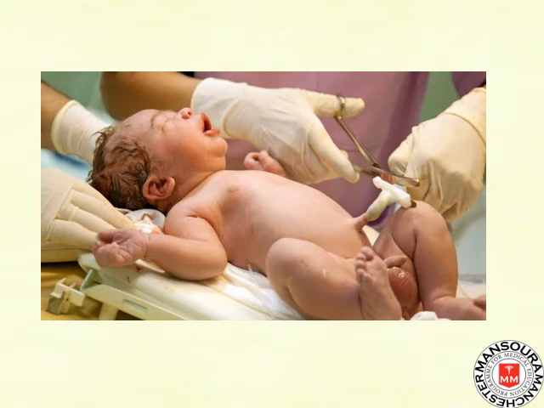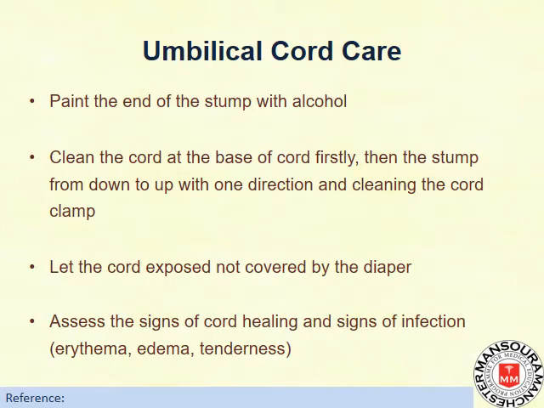And this is a plastic cord clamp applied on the umbilical cord stump. How we care for the umbilical cord? We should paint the end of the umbilical stump with alcohol, and we should clean the cord at the base of the cord firstly, then the stump from down to up with one direction, and cleaning the cord's clamp.